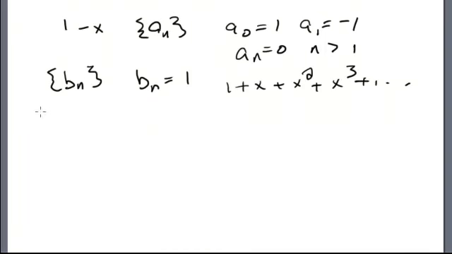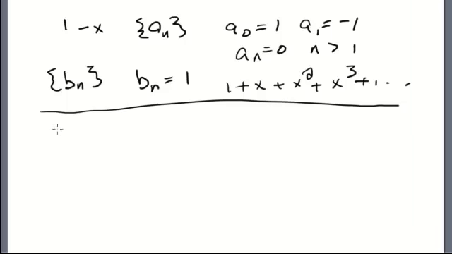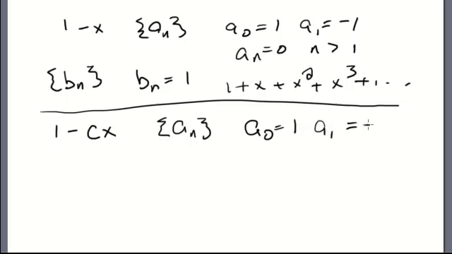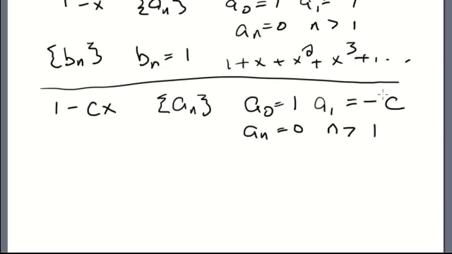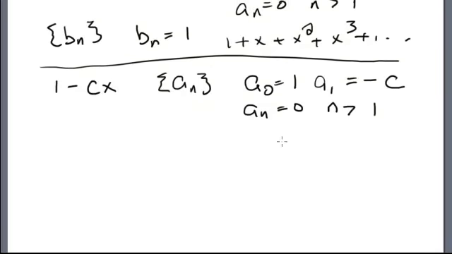So we're going to look at this new sequence whose generating function is 1 minus cx, and we're going to call that sequence an. So a0 is equal to 1, a1 is equal to negative c, and an is equal to 0 for n greater than 1. And c is just any arbitrary complex number. We're not too concerned with that.